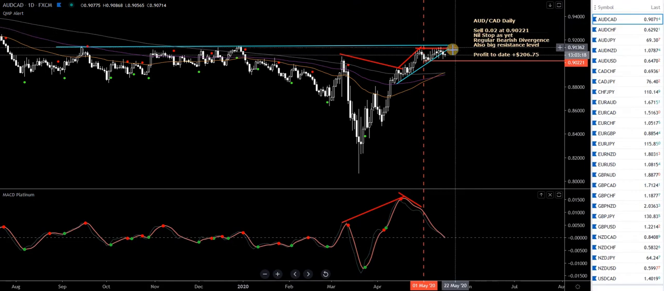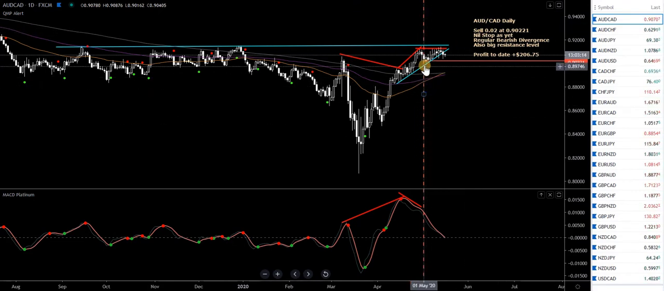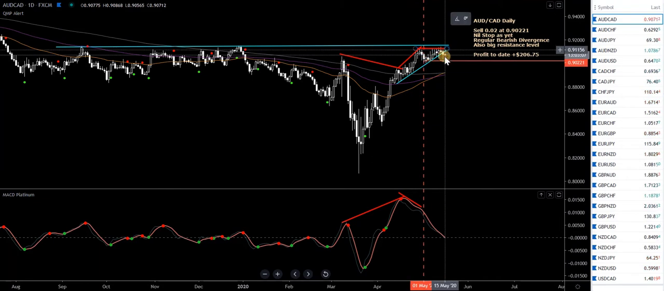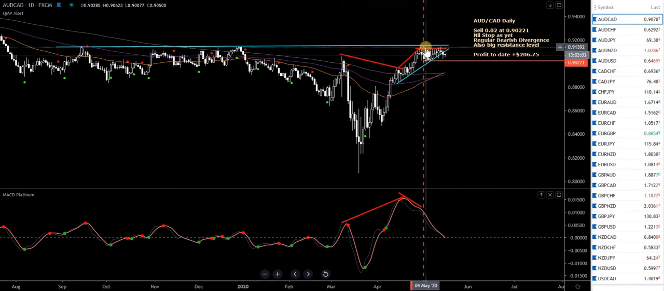AusCAD daily. I'm in a sell. My sells are designated by the red vertical dash line and the solid red horizontal line. That's my entry point at the intersection of those two lines. This one's gone against me, obviously. The sell signal, it's hard to see, but the QMP filter is the red dot up there.